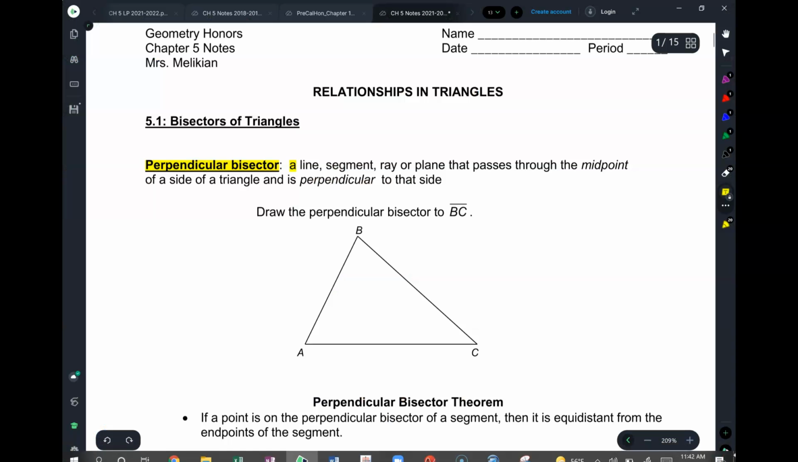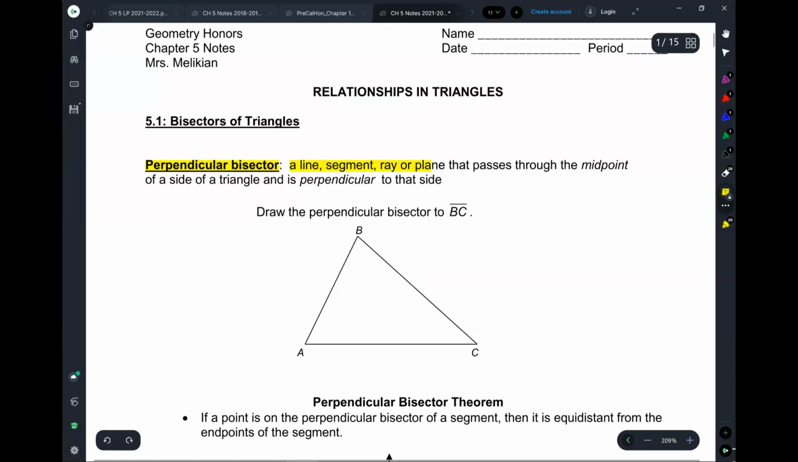It's a line, a segment, a ray, or a plane that passes through the midpoint of a side of a triangle and is perpendicular to that side. Okay, so here we have a triangle ABC, and what we're going to do is try to draw a perpendicular bisector right there.